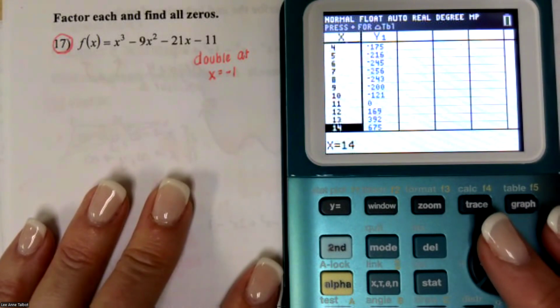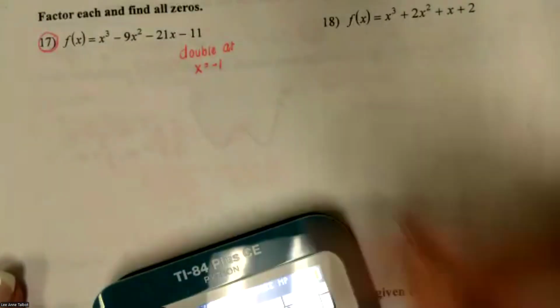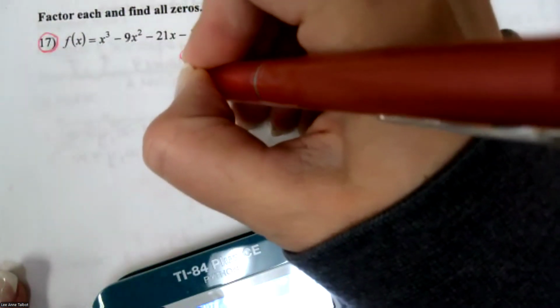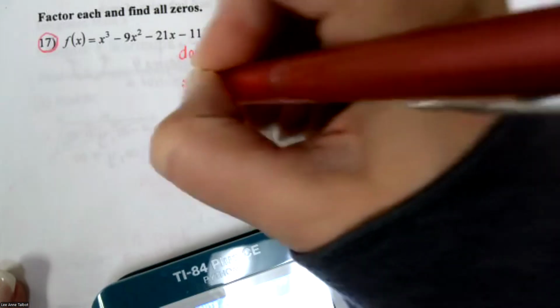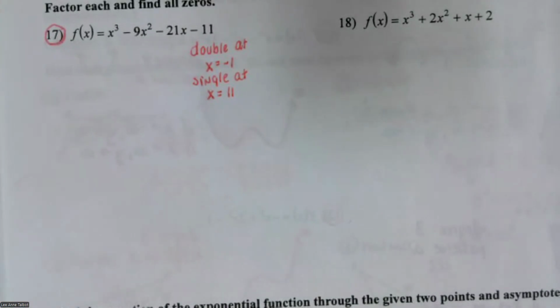You guys find me another one? 11. Okay. I know it's a single because there can only be 3 of them, and there's 2 in the -1 already. Okay, now I just found all the zeros.